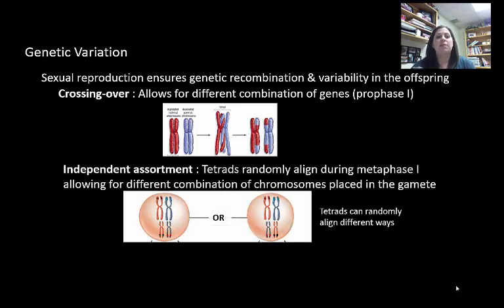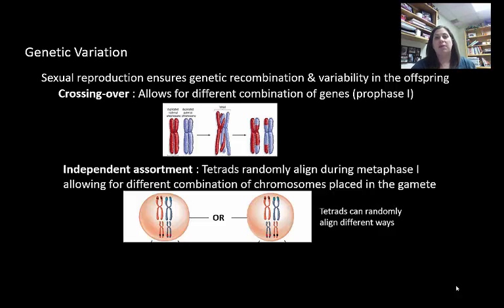The second is what we call independent assortment. Independent means that they do it on their own. They're not dependent on anybody. And assortment means we're going to separate. So when we look at independent assortment, tetrads are going to line up however they want. All the dad ones are not going to line up on one side and the moms on the other. They're going to be mixed up. They can line up independently.